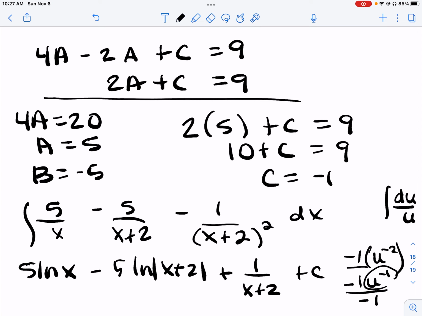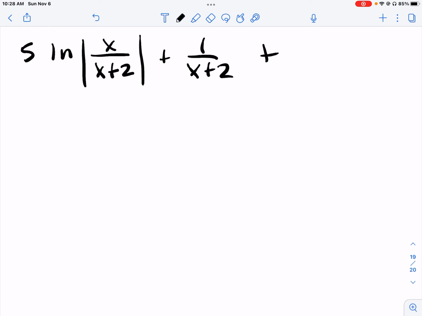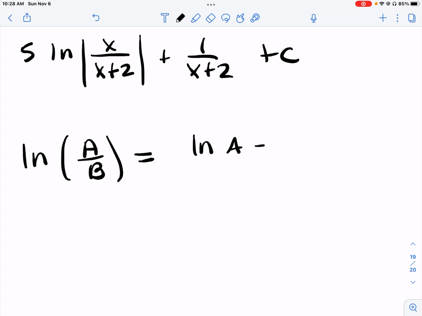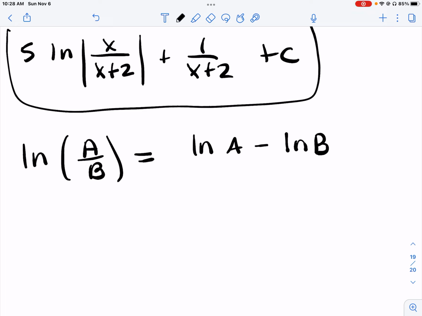plus c. Okay. Now, since we have this subtraction, we can say that this is ln of this divided by this. So this is 5 ln of x divided by x plus 2. Okay, because we're using the rule that ln of a over b is ln of a minus ln of b. And that's the end of the review.